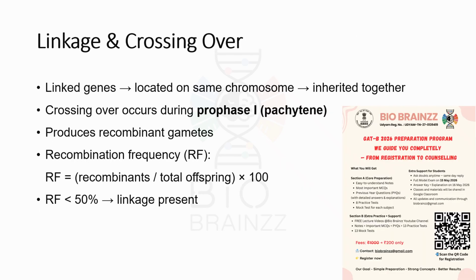Linkage refers to genes located on the same chromosome that tend to be inherited together. However, during meiosis, crossing over occurs in prophase I, which leads to recombination. Recombination frequency is calculated as the percentage of recombinant offspring. If recombination frequency is less than 50%, it indicates linkage between genes. This concept is very important for genetic mapping and solving numerical problems in exams.